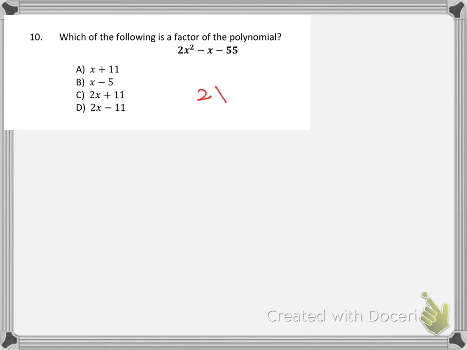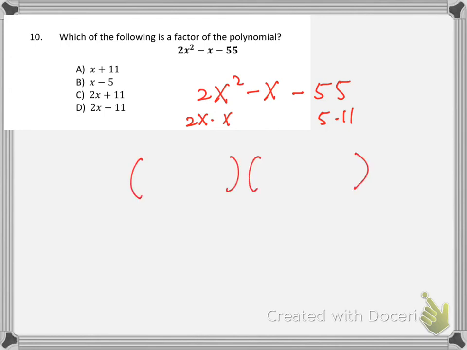So let's write down the question again. 2x squared minus x minus 55. So what is 2x squared? 2x squared is 2x and x. What's 55? 5 and 11. So the question is not that hard.